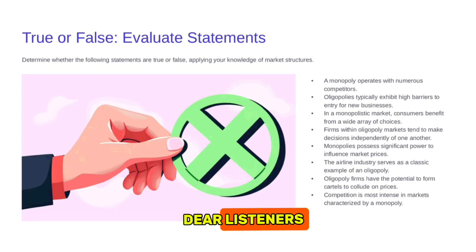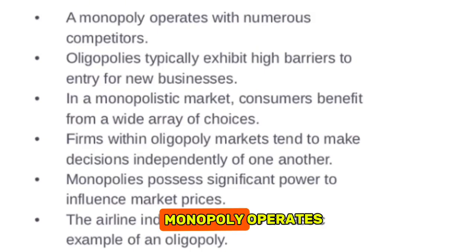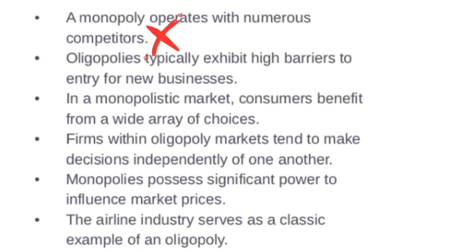Now, my dear listeners, let's check the true or false statements together and explain each answer clearly. First one: monopoly operates with numerous competitors. It's false. A monopoly has only one dominant seller, not many competitors. That's why it has strong market power.